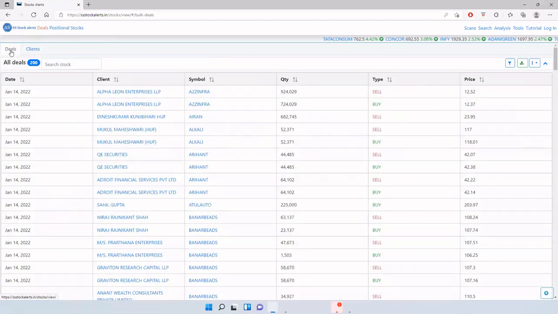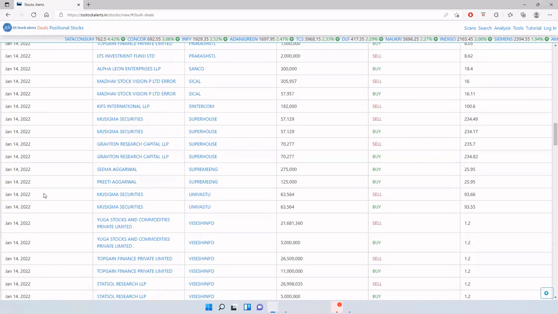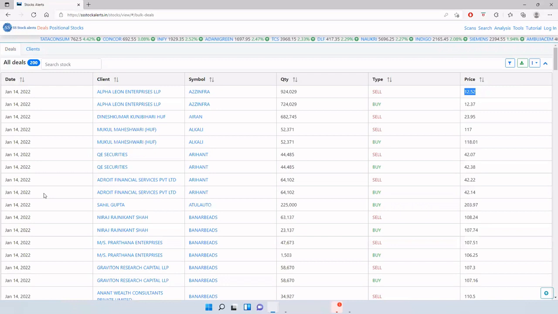Mainly there are two tabs here, deals and clients. Let us discuss the deals first, then clients. By default it displays the last 1 or 2 trading days of deals here. This is the client name, whoever bought the stock, and the stock name, and this is the quantity they have bought or sold, and at this price. So it shows all the information about the deals for the last 1 or 2 trading days, and you can search for any stock here.